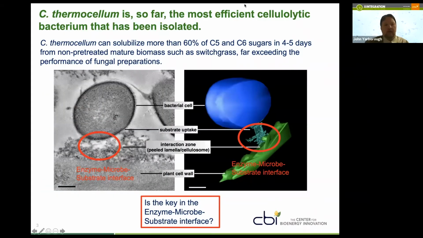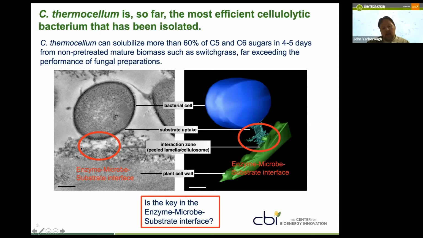And if you look here, we actually have a transmission electron microscope image. Here we have the bacteria. Here we have the plant material, the plant cell wall. And then in between the bacteria and the plant cell wall, we've got this fuzzy looking material, which we are going to define as the interaction zone. And the question becomes: is this just simply peeled lamella from the plant cell wall, or is it actually cellulosomes, or a combination of both?